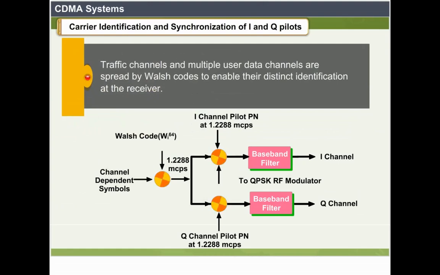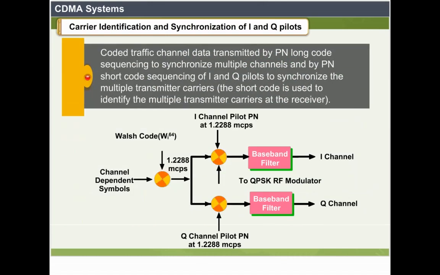Traffic channels and multiple user data channels are spread by Walsh codes to enable the identification at the receiver. Coded traffic channel data is transmitted by PN long code sequencing to synchronize multiple channels, and by PN short code sequencing of I and Q pilots to synchronize the multiple transmitter carriers. The short code is used to identify the multiple transmitter carriers at the receiver.